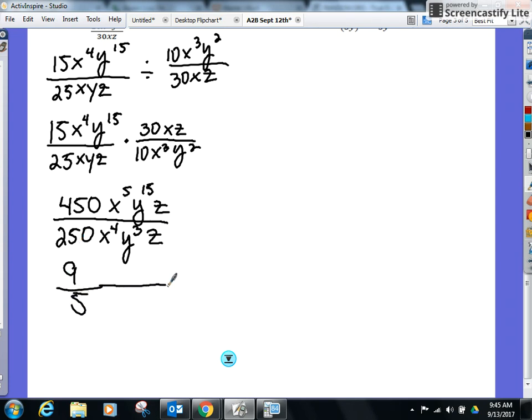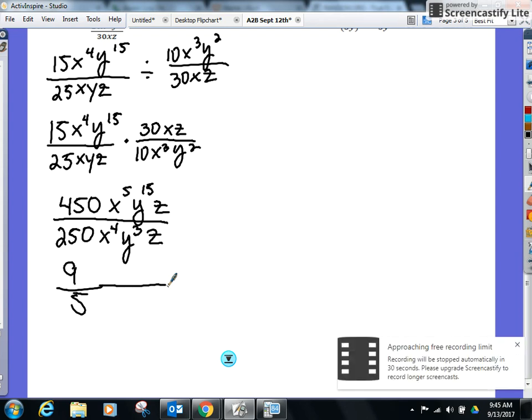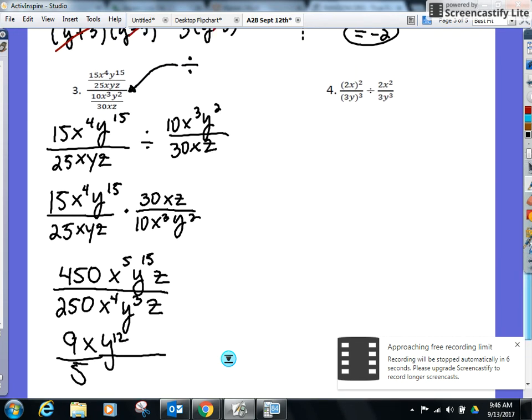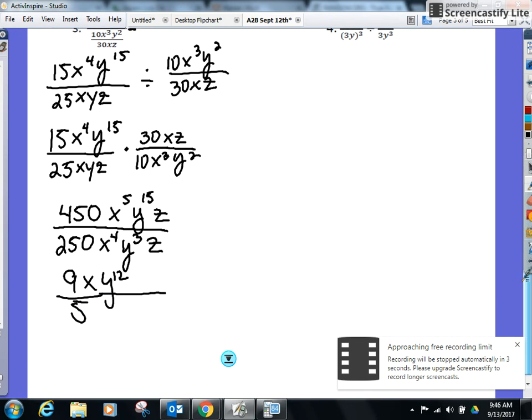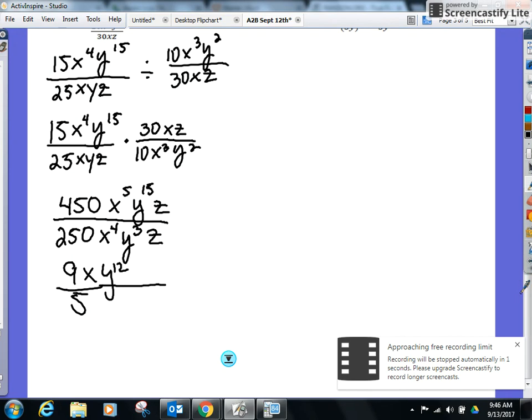What happens to the x's? How many am I left with? 1 on top. And the y's? 12 on top. And how about the z's? They're gone. So that's really what I'm left with right there. Any questions, comments? How's it look? Good? Just trying to stall here because I got 7 seconds. Good time.